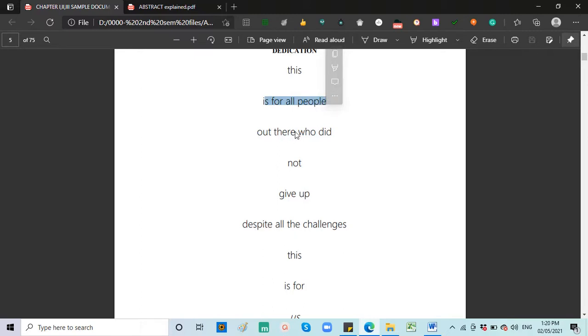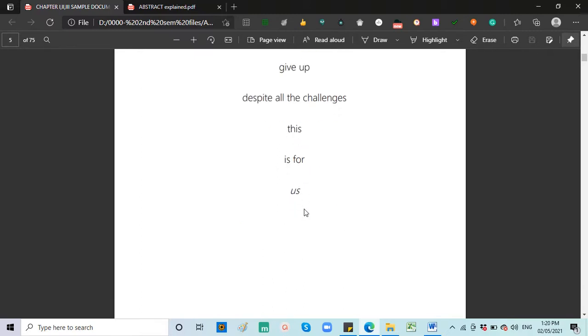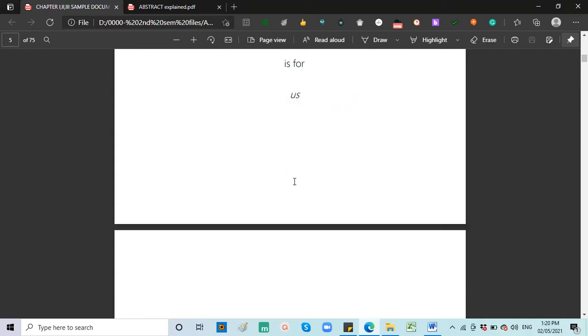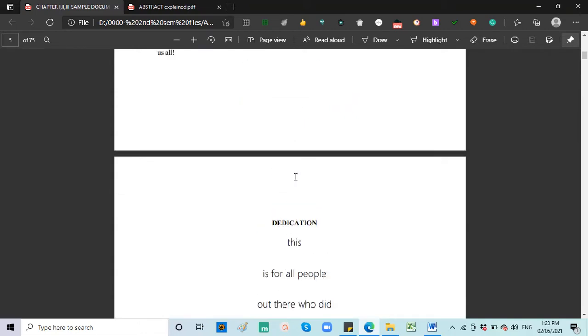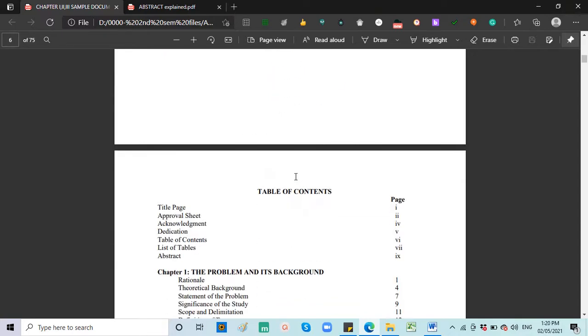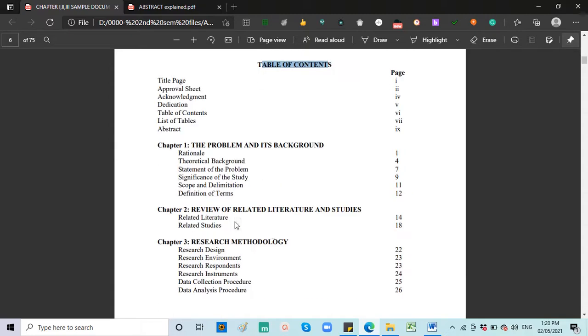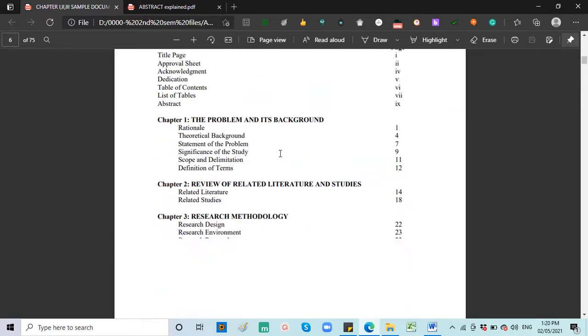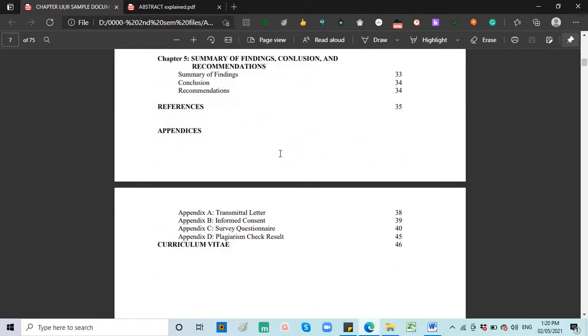So since it's a dedication page man, like sa example here, this is for all people out there who did not give up despite all the challenges. This is for us. Okay, so that's it. It's simple as that. You can have poetry if you like. The next page should be the table of contents. So you already know, dapat na page number ang inyong papers, because of course may table of contents, so make sure that the page is there.